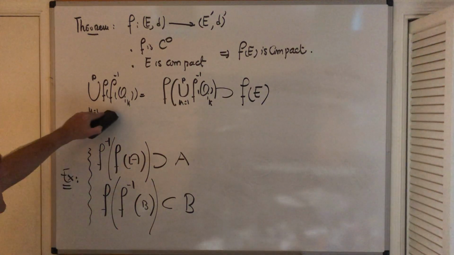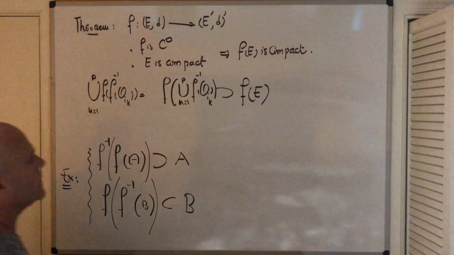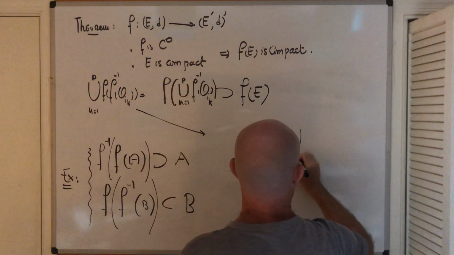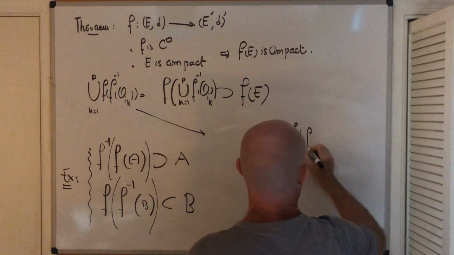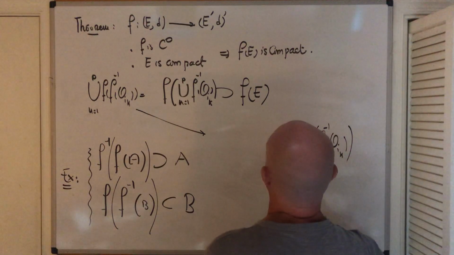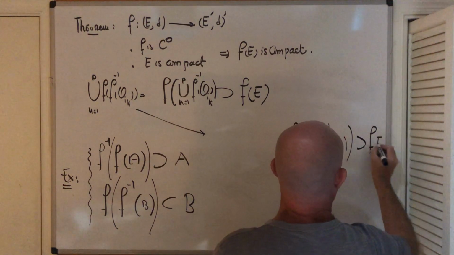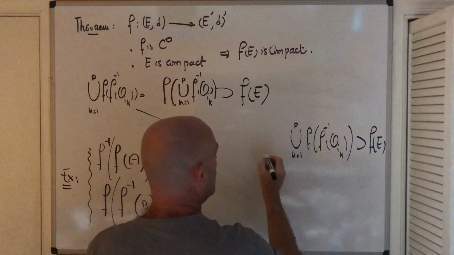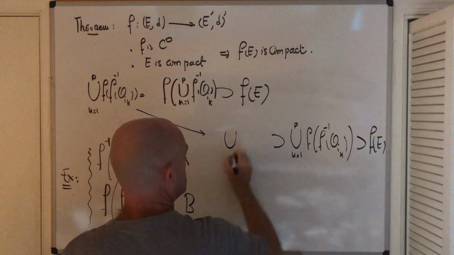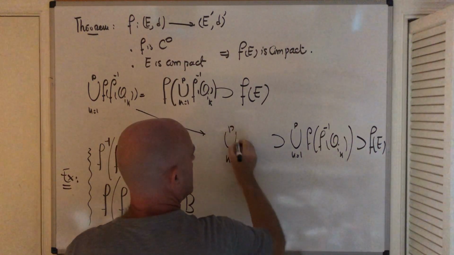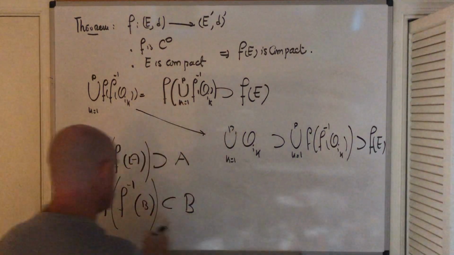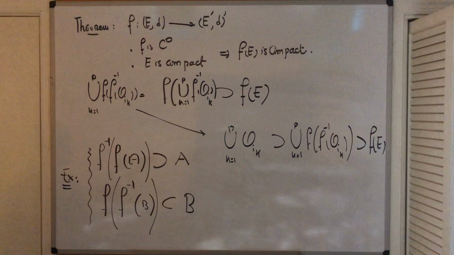All right, so therefore, what we have here is that the union from k equal 1 to p of f minus 1 of OIK contains E. That's the one I want to know. But the images are also included in the union from k equal 1 to p of OIK, according to this property here.